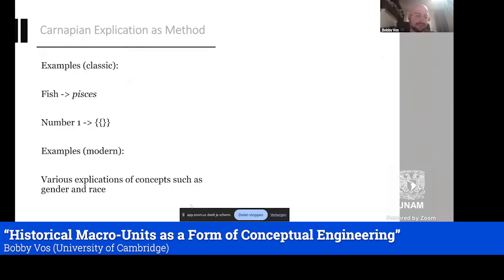And there are some classic examples here, of course, and people familiar with the literature will know all these examples. Classic ones discussed by Carnap himself: the replacement of the vague concept of fish by the scientific concept of Pisces. Mathematically, we can replace the number 1 by a more rigorous set theoretic definition of number. And even in modern work on conceptual engineering and also explication, we find people offering various explications of concepts such as gender and race.